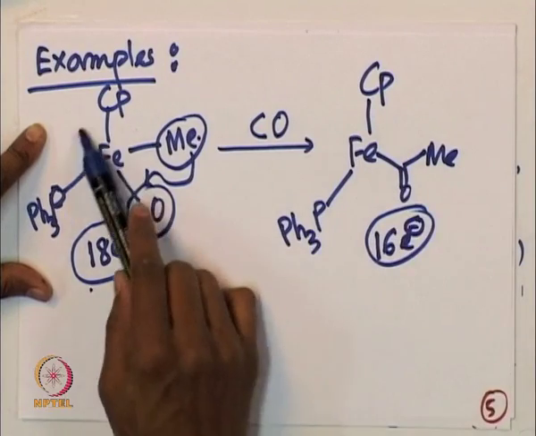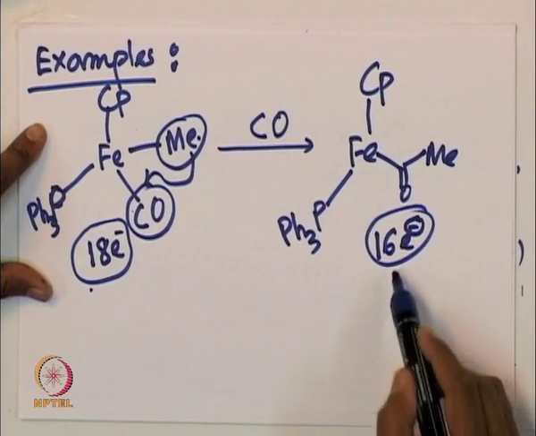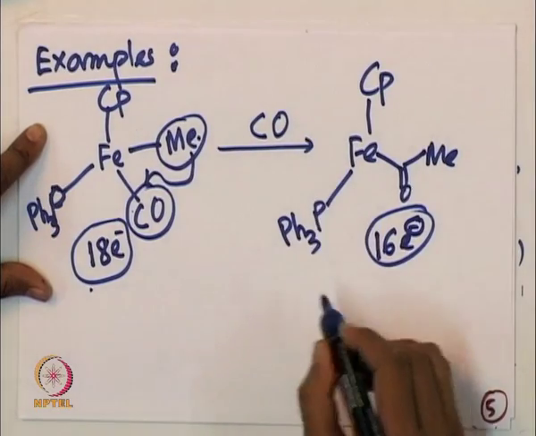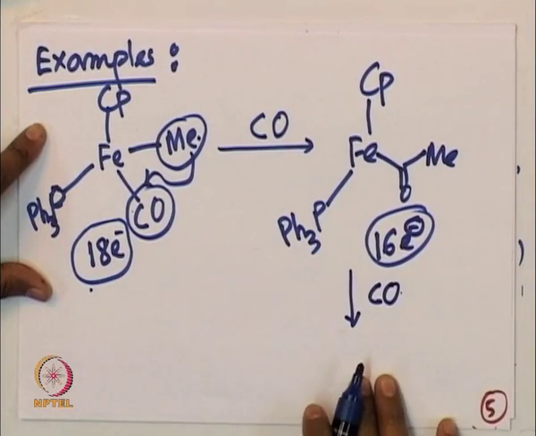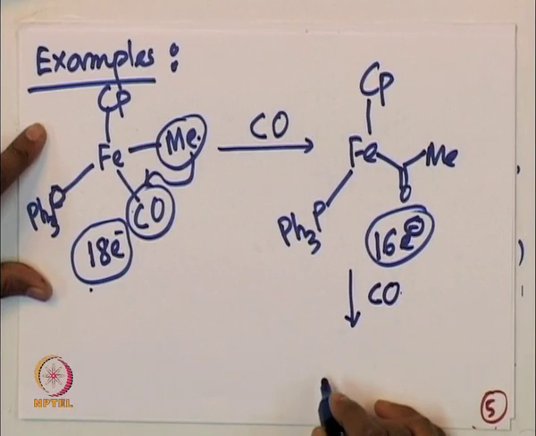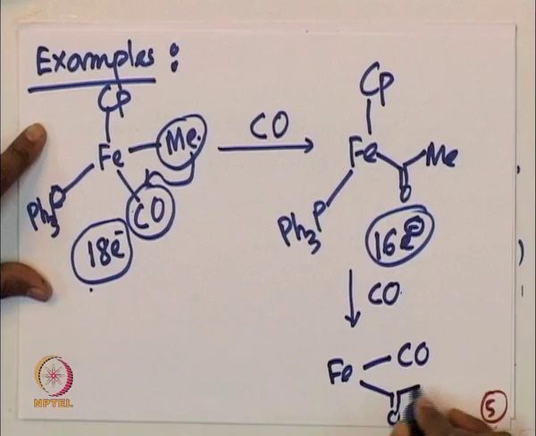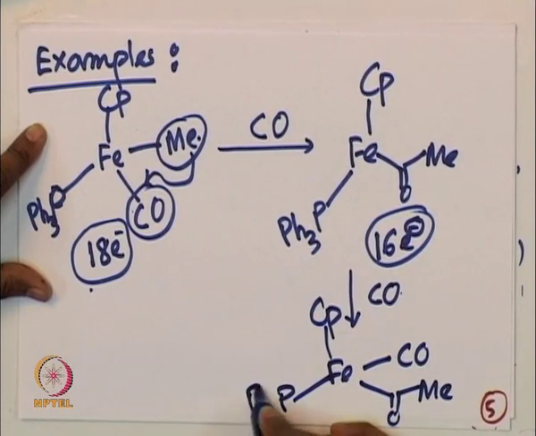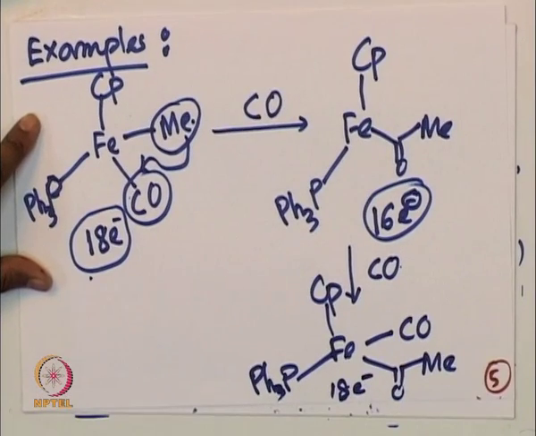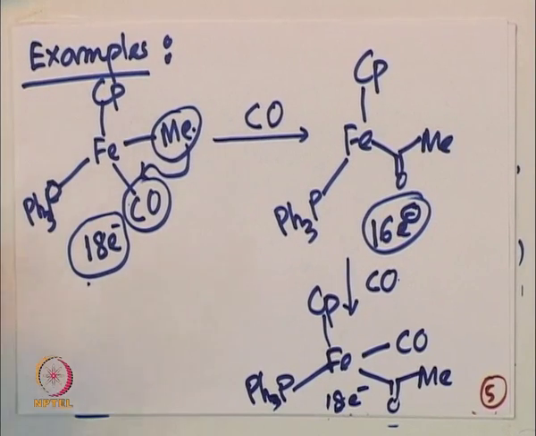So, from a tetracoordinate iron, you have now a tricoordinated iron. This is a 16 electron species. Since this reaction is under CO, now CO can interact with iron to give you this iron CO intermediate. Again, it is back to 18 electron. Now, this is your final product in this case.